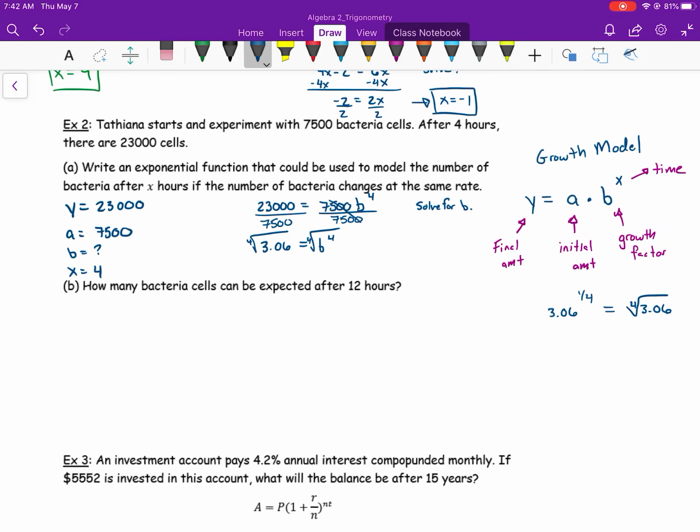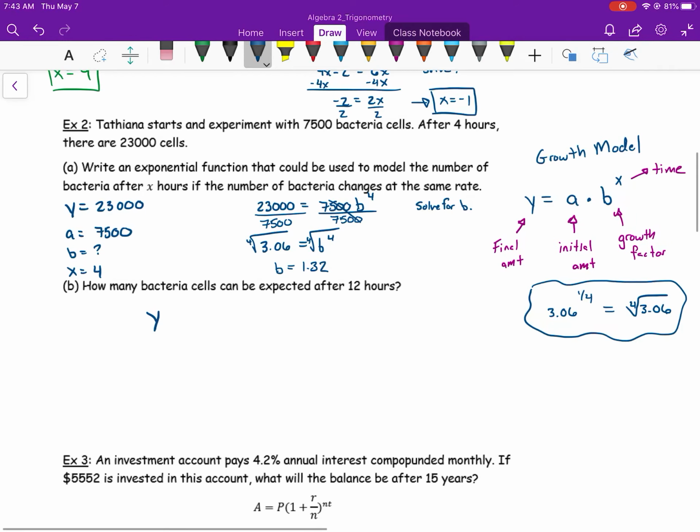Alright, they're the same thing. So it depends on how you put it in the calculator. So then I get b is equal to about 1.32. I'm rounding to 2 decimal places. So our formula, y equals, our starting amount of bacteria is 7,500 times b, which is 1.32, to some time.